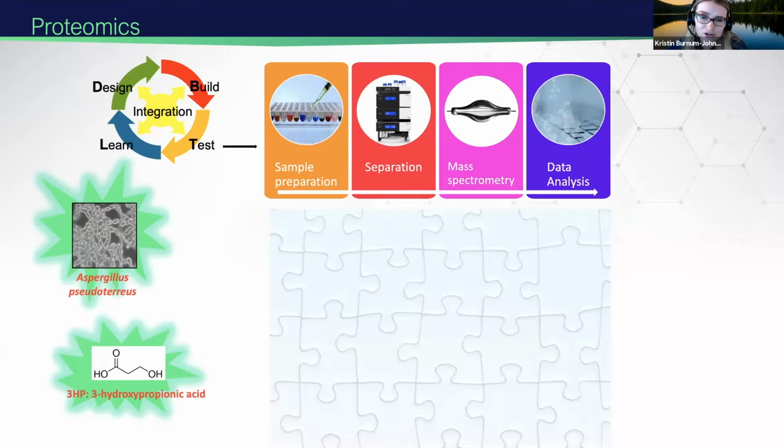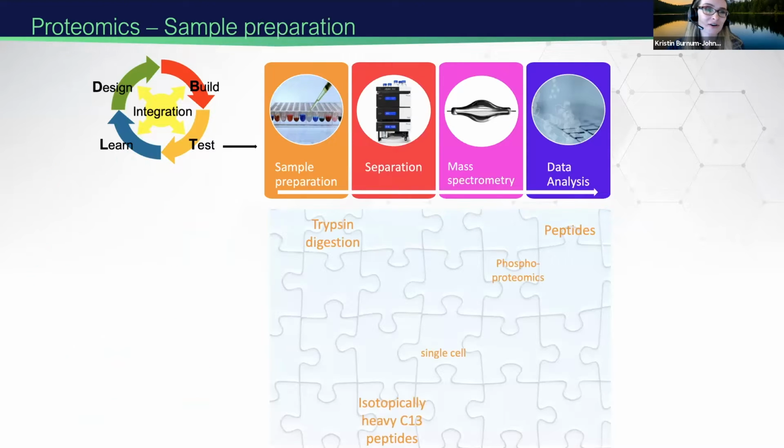Now, for this research, proteomics is an important part of test. And throughout today, you will be hearing about the essential components of the proteomic workflow pictured here in the colored boxes. So sample preparation in orange, separation in red, mass spectrometry in pink, and data analysis in purple. So let's start with the orange box, sample preparation.